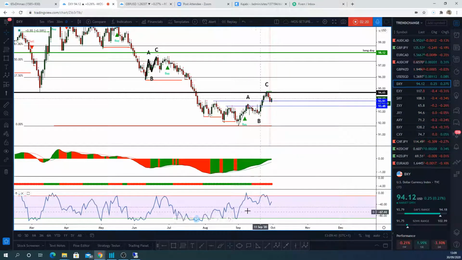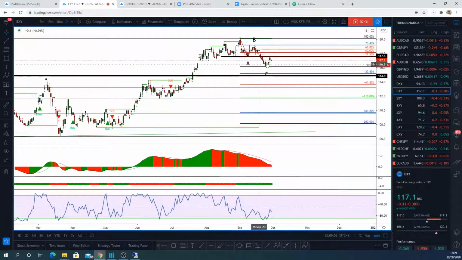Excuse me. We have the R percent. This one is still strong to the upside. This is just a correction, okay, because of the move here. The euro, we have our trade in the euro. Nothing has changed. Euro has corrected nicely.